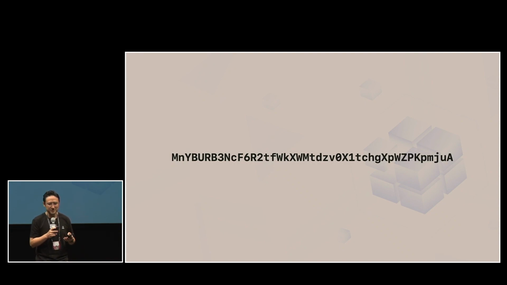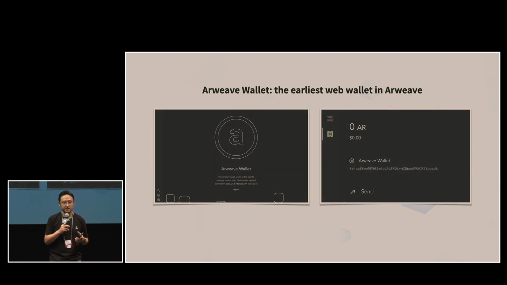In the Arweave ecosystem, there are two native wallets right now. The first is Arweave Wallet, the earliest web wallet in Arweave. But for users who want to interact with dApps, this kind of web wallet is not convenient. So our ecosystem needs a wallet extension like MetaMask, right?